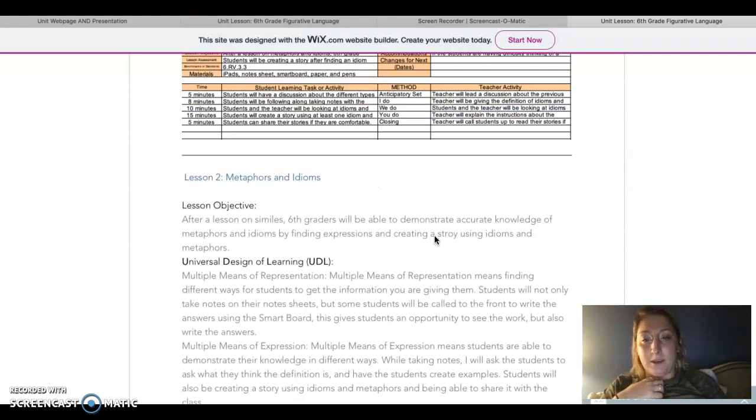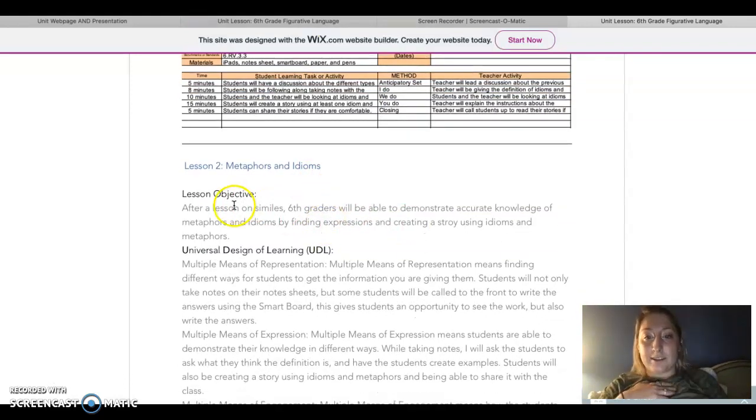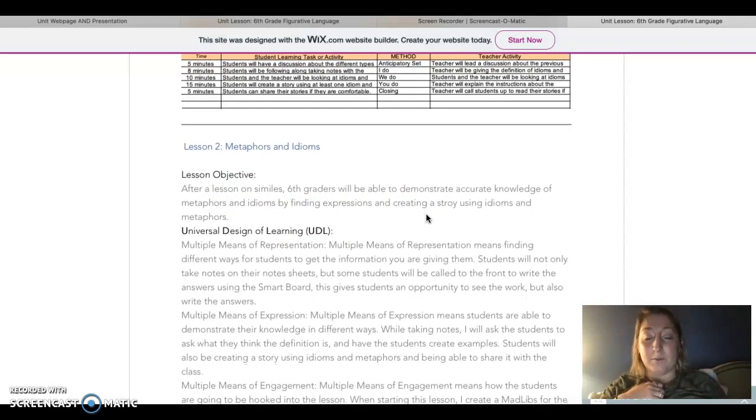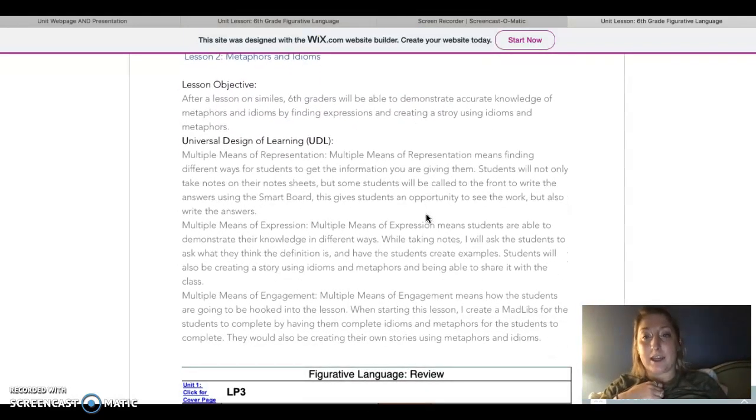Next we did metaphors and idioms. Here's my lesson objective. I'm not going to read it, it's the same or similar to the similes. For multiple means of representation, again, they'll have that note sheet and be able to come up to the board. They see, hear, and say it, so they have different ways of retaining the information, and they're also writing it.